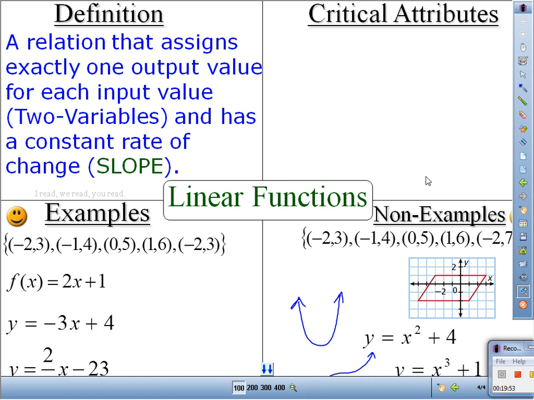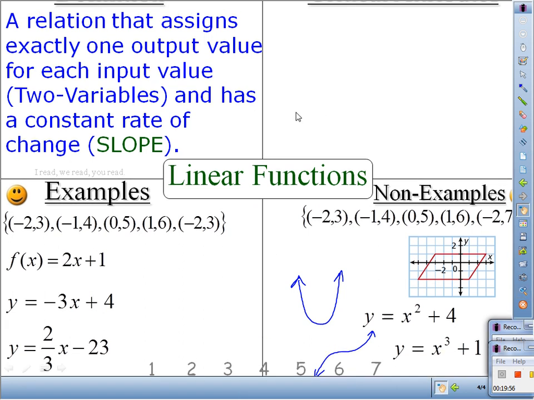So with that said, it says linear functions are a relation that assigns exactly one output value for each input value in two variables, and that has a constant rate of change called the slope. Okay, so with that said, come up with a couple hashtags right here of what a linear function is. Hashtag something, hashtag something. And no, I don't want to see hashtag math.